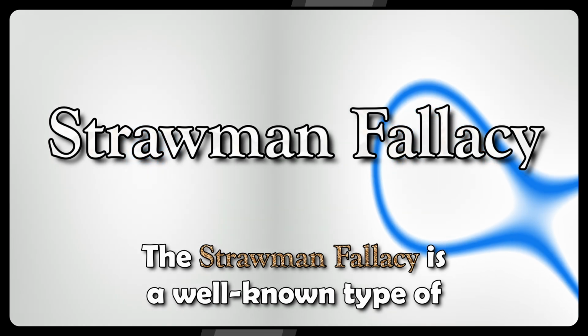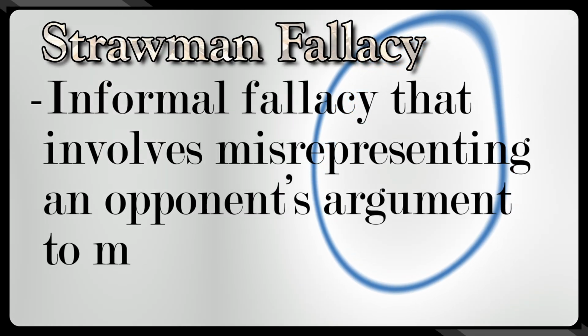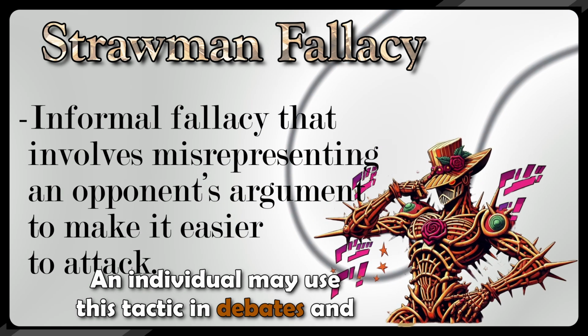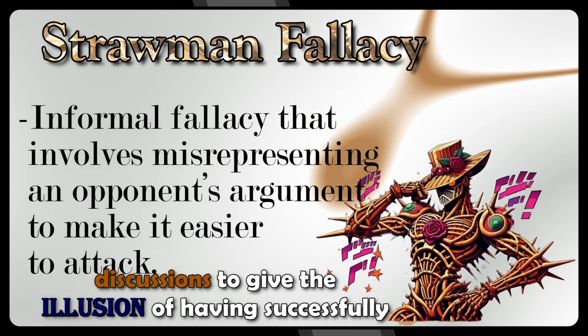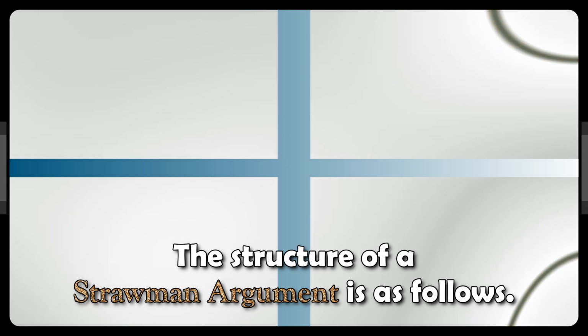The strawman fallacy is a well-known type of informal fallacy that involves misrepresenting an opponent's argument to make it easier to attack. An individual may use this tactic in debates and discussions to give the illusion of having successfully rebutted their opponent's stance. The structure of a strawman argument is as follows.